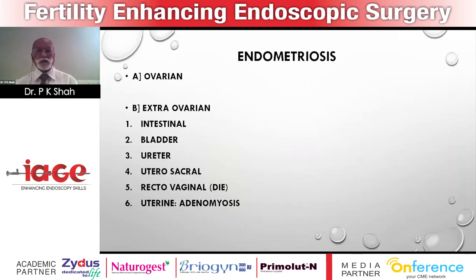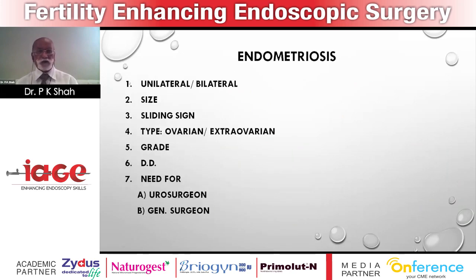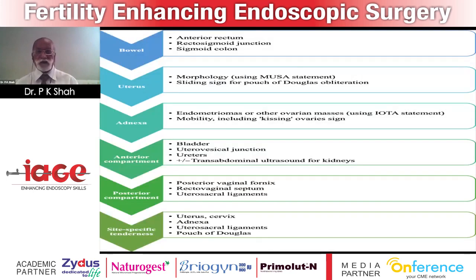Coming to endometriosis, you must try and find out whether it is ovarian or extra ovarian. And in extra ovarian, whether it is intestinal, bladder, ureter, uterosacral, rectovaginal, or it is uterine, that is adenomyosis, which you already talked about. Whether it is involving one ovary or both the ovaries, what is the size, whether sliding sign is present or not, what is the grade, differential diagnosis, and whether a neurosurgeon or general surgeon will be required, or you will be able to manage, like all the stalwarts that are sitting right now in front of me, they don't need anyone.